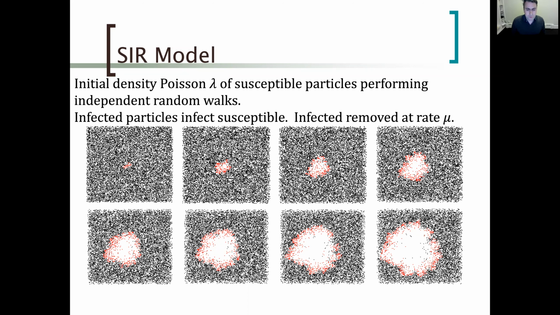And so this is just some simulations of different time shots of this process in the plane, where the black ones are the susceptible particles, the red ones are the infected ones, and I'm not showing the removed ones. So you can see that the infected region spreads out over time, leaving a fairly empty space in the middle. But of course, it could also just die out.